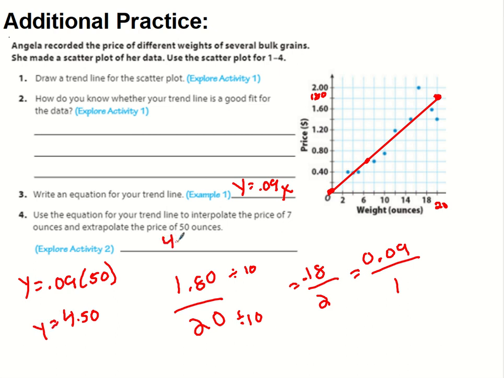So 50 ounces based on my equation should cost $4.50, because I'm plugging that value in for x, the number of ounces, 50. If I wanted to use my trend line to interpret the price of 7, I can look at my trend line and figure out where it is at 7. It looks like it's right here, which is at 60 cents. Or I could do 9 times 7, which is 63 cents. So for 7 ounces, I could have said 60 cents or 63 cents.